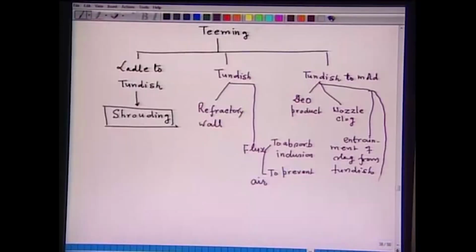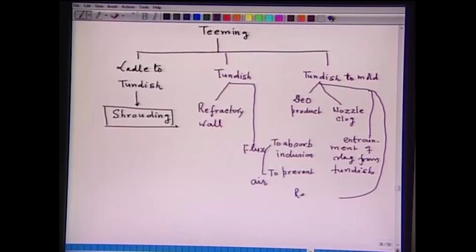And another could be the air leakage in the submerged entry nozzle, that is, reoxidation product formed due to air leakage from whatever the source.